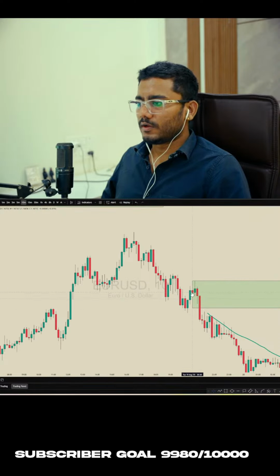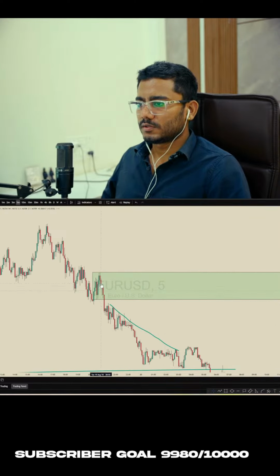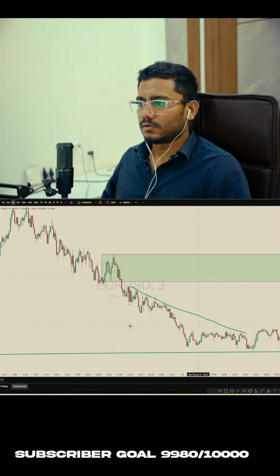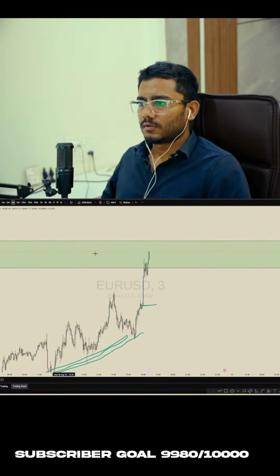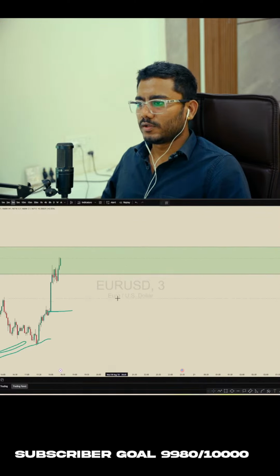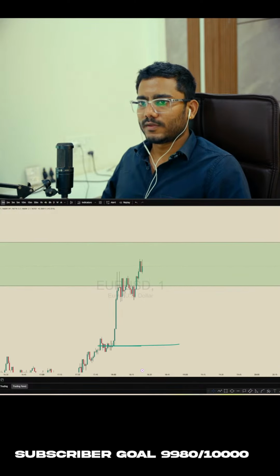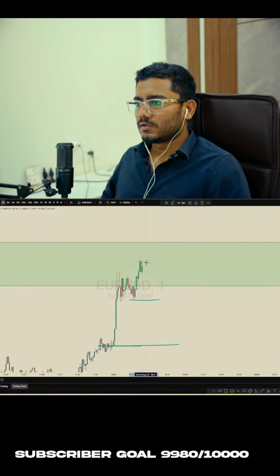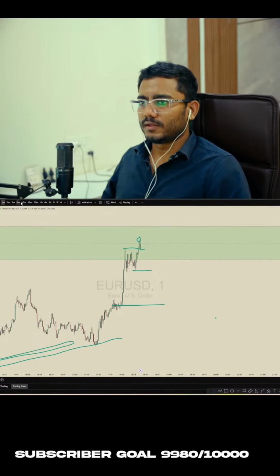So if you look at this, this is the refined order block on Euro USD, last candle. Let's see. So price is slowly starting to create structure. If you look at 1 minute, price has created this low, new high. Let's wait for price to break this pure structure.